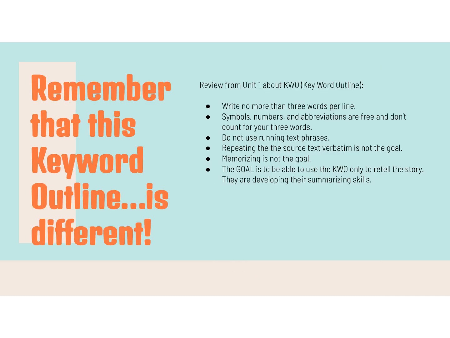I just want to put a quick review in here to say that remember that this keyword outline is different than the keyword outline we used in Unit 1 and 2. Here's some ideas of what a keyword outline looked like in Unit 1. So in Unit 1, we were basically just taking line by line and we were finding keywords to help summarize the paragraph. So that's how keyword outlines in Unit 1 were different than the keyword outline in Unit 3, where we're actually answering questions and following a sequence in the story.